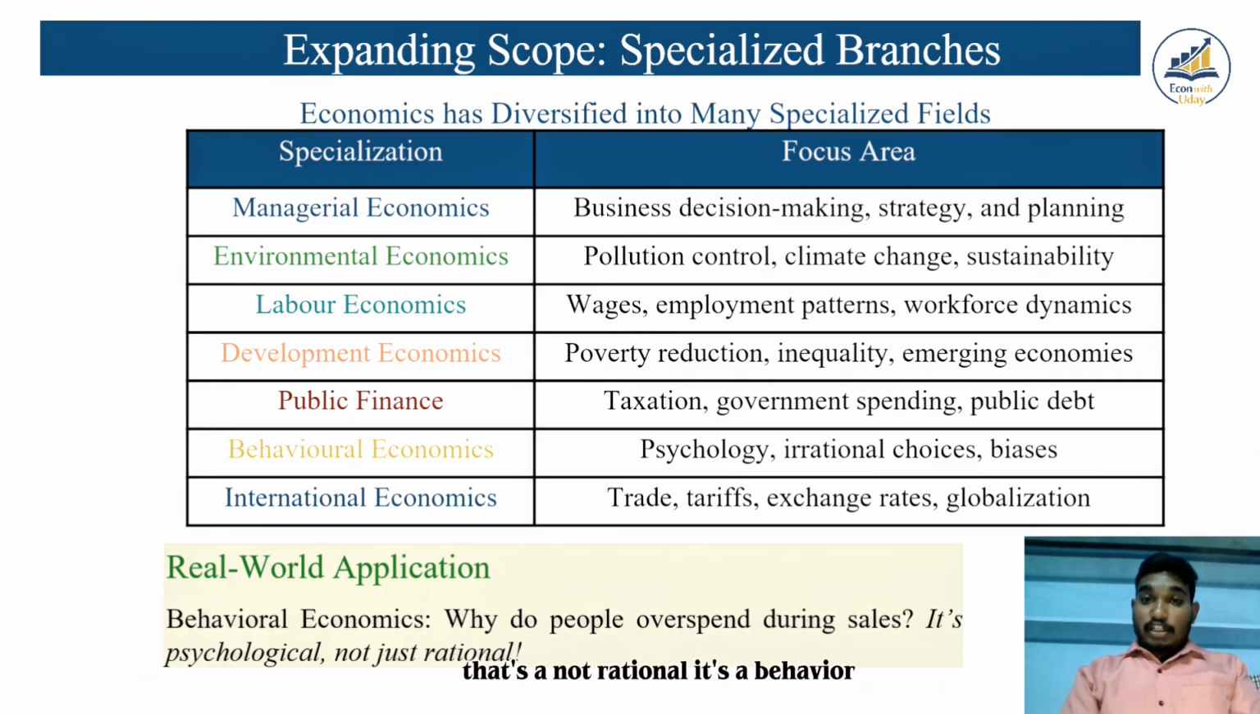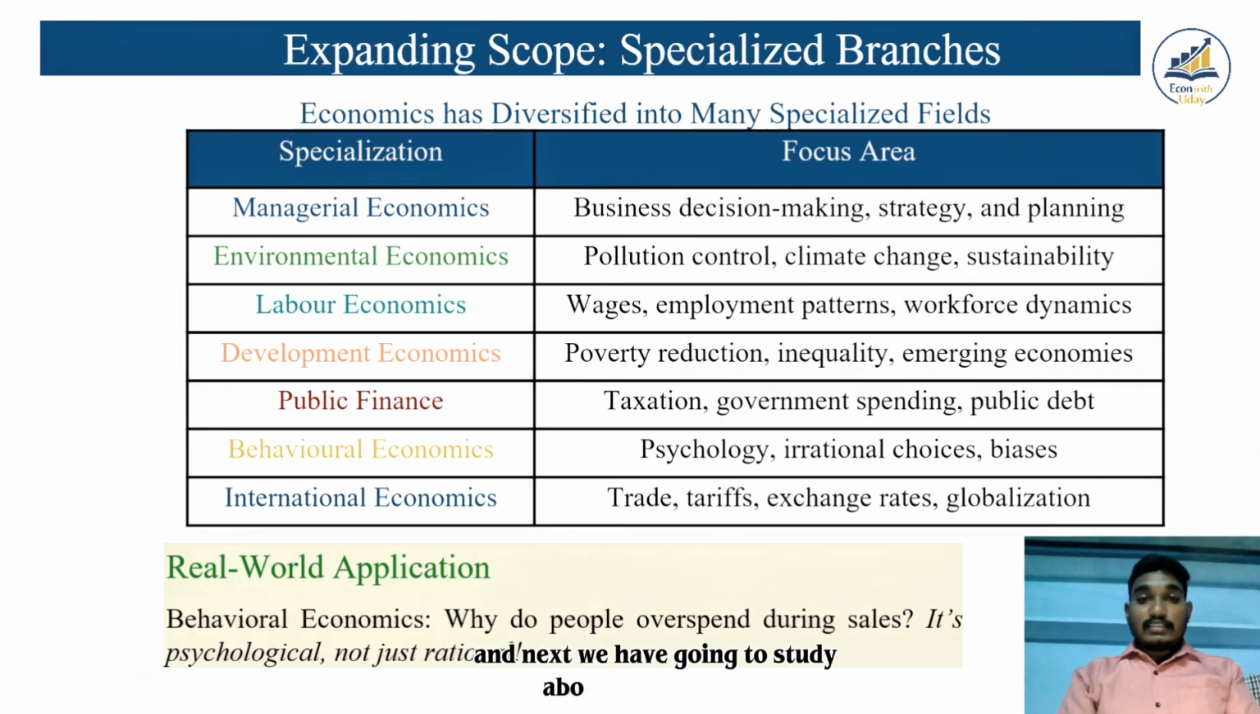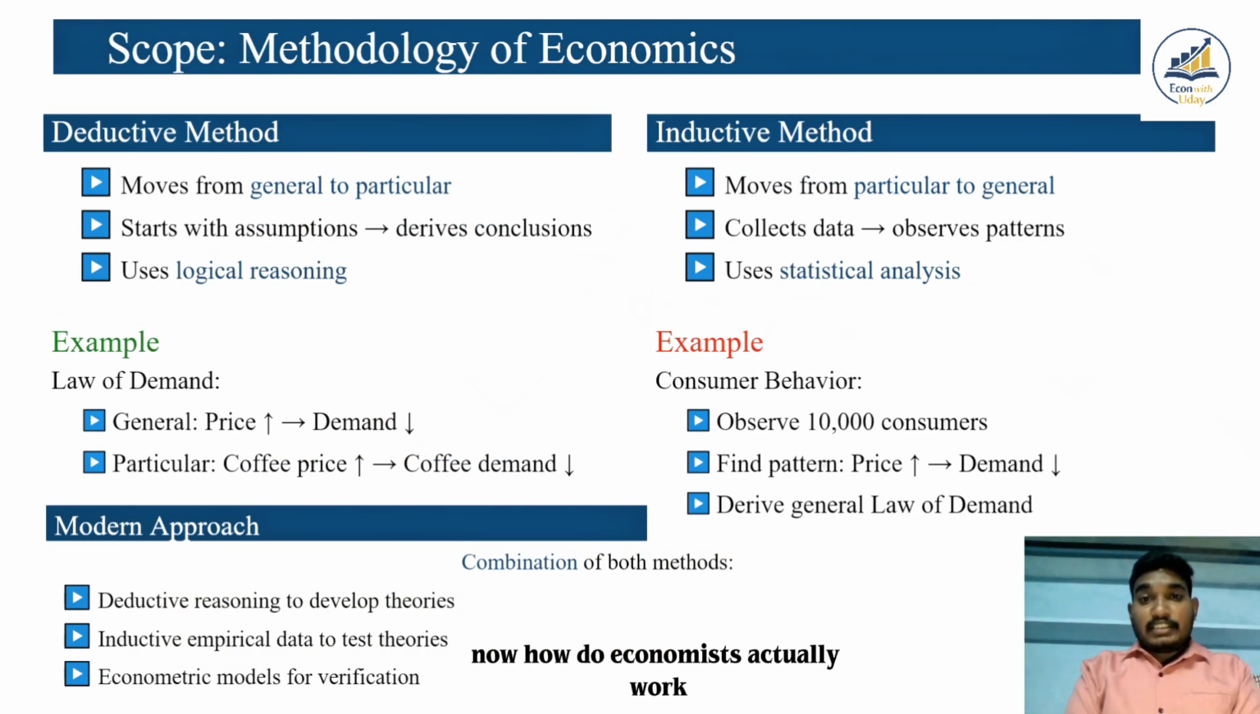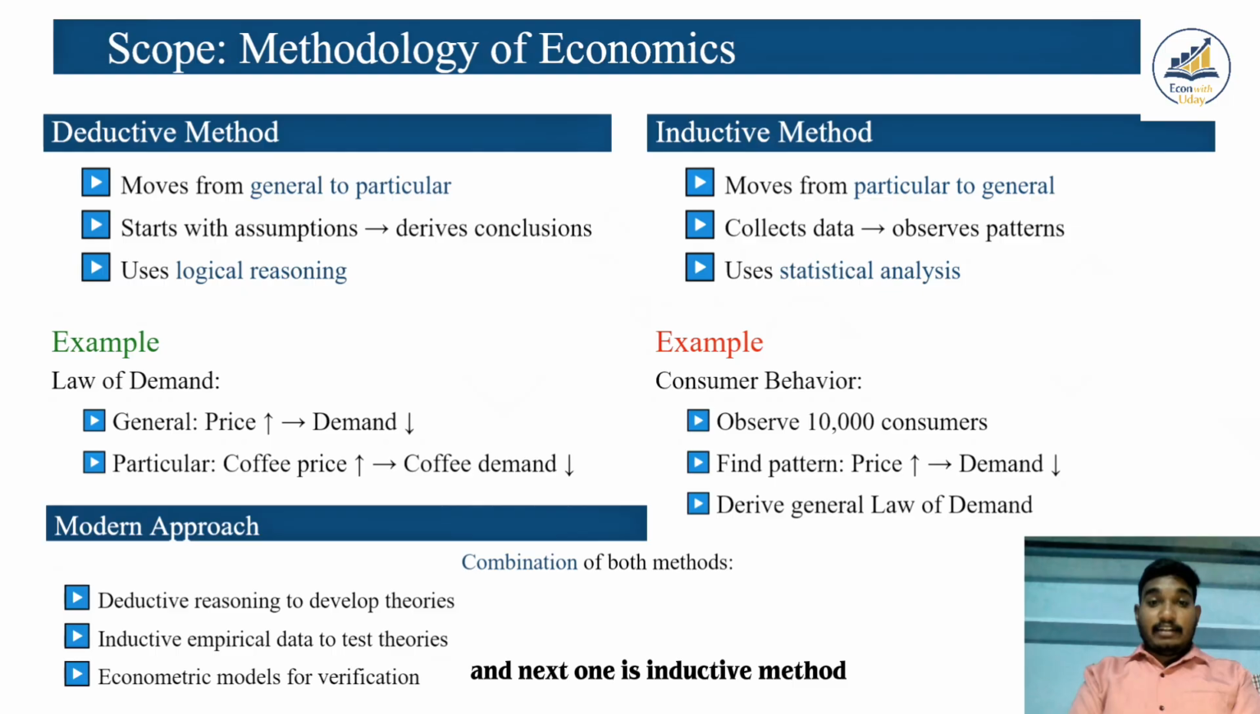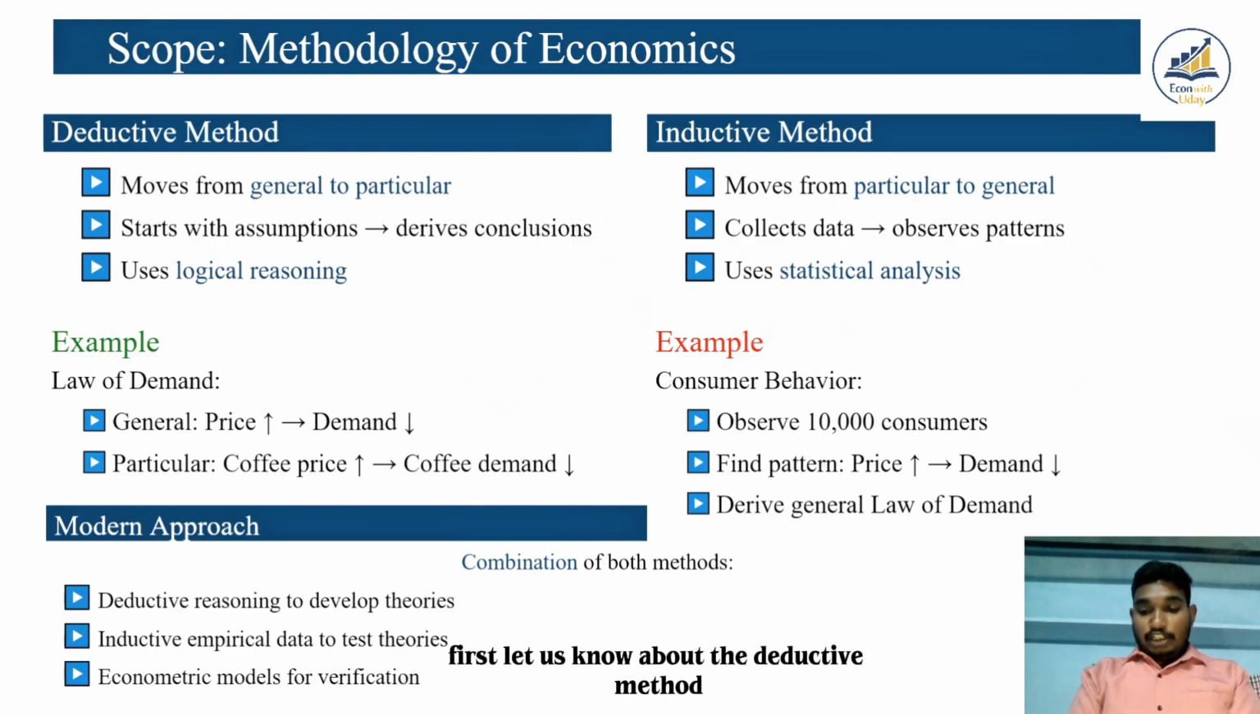That's not a concept, it's a behavior. And next we are going to study how economists actually study these concepts. Now, how do economists actually work? There are two main methods. One is the deductive method and the next one is the inductive method. First, let us know about the deductive method.